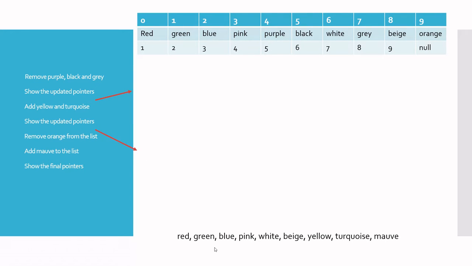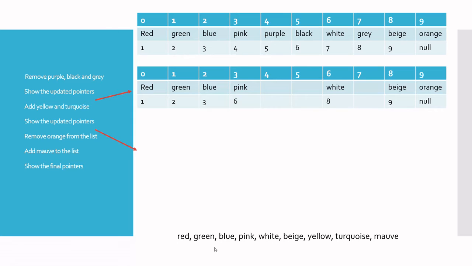So hopefully you managed to do that okay. So starting off with the original list, we need to remove black, purple and grey and show the updated pointers. So here we've removed purple, black and grey, and we can see that pink now points to 6, white now points to 8, and so on the list continues. Then we wanted to add yellow and turquoise.